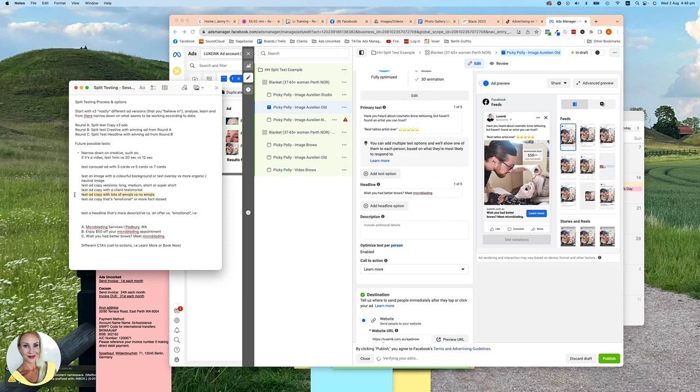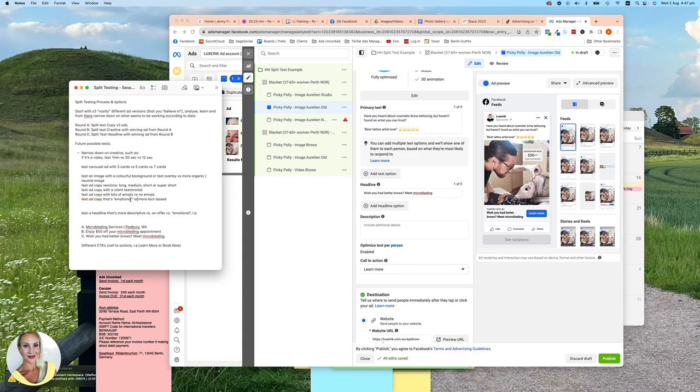Now, the emoji test is probably not a priority type of test. I would focus more on nailing the creative, the copy and the headline, and then you can play around with emojis versus no emojis. You can also test different versions of ad copy.